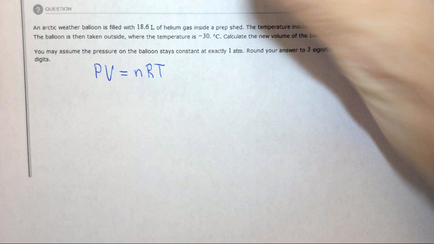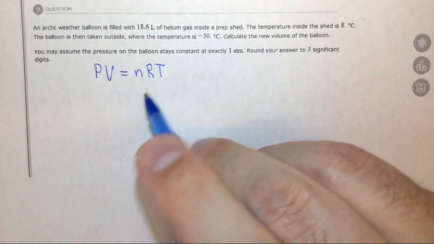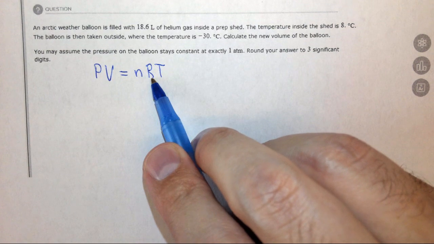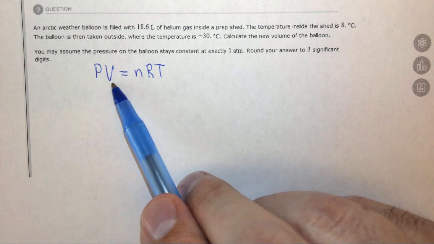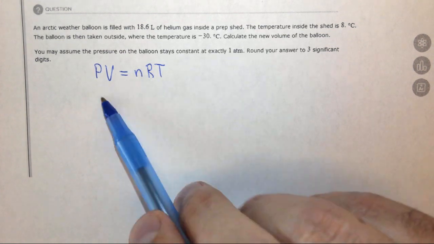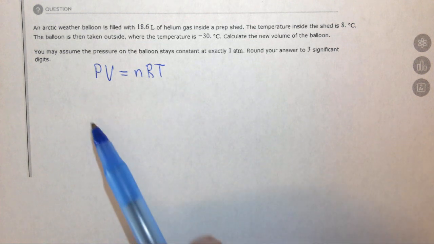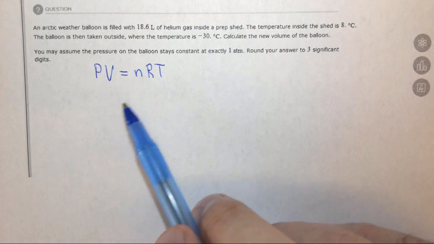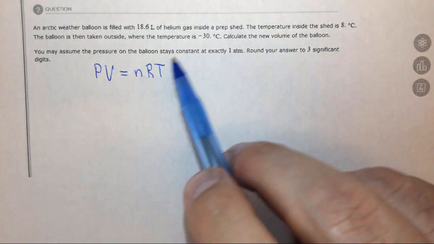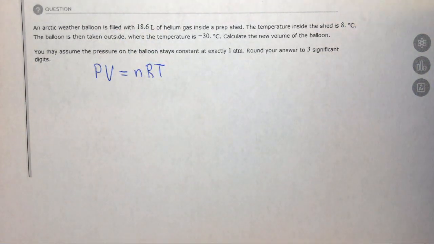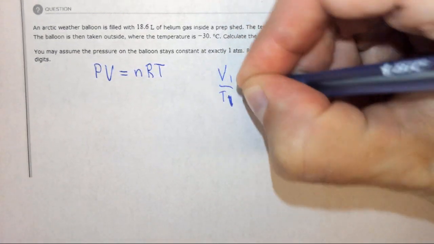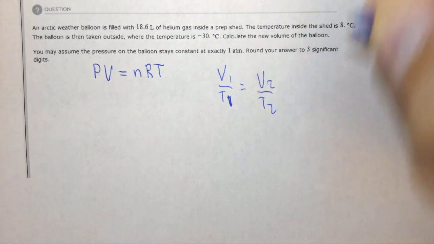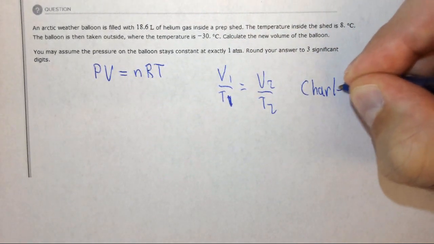So if we look at the ideal gas law equation, PV equals nRT, where P is the pressure, V is the volume, n is the amount or number of moles, R is the constant, and T is the temperature in Kelvin. What we notice is that volume and temperature are on opposite sides of the equation. Things that are on opposite sides of the equation are directly proportional to each other. So as the temperature goes up, the volume goes up, or as the temperature goes down, in this case, the volume should go down. To write this mathematically, we can write this as V1 over T1 equals V2 over T2. And this is called Charles' law.